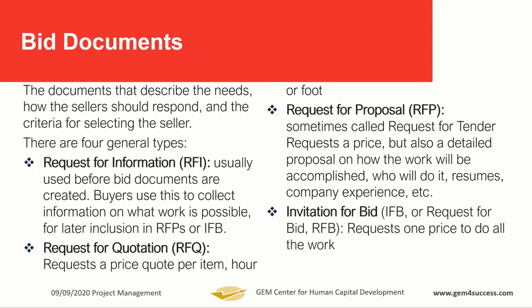Then IFB, which is also called RFB, request for bid or invitation for bid, is just a case in which you request one price to do all the work. So you are bidding. How much am I bidding? $1 million, $500,000, and all of that. So you are bidding for a particular work based on pricing. So this is an overview of the various bid documents.